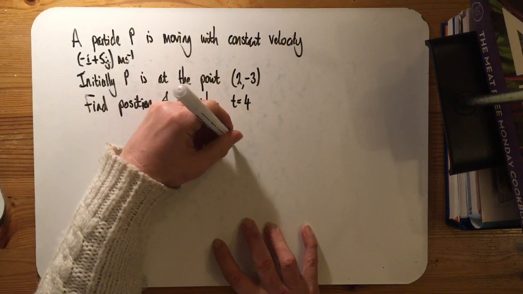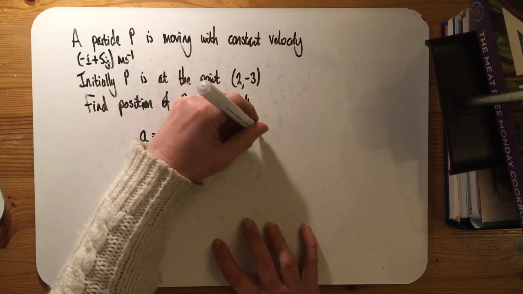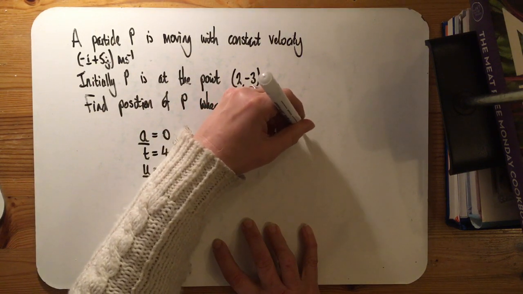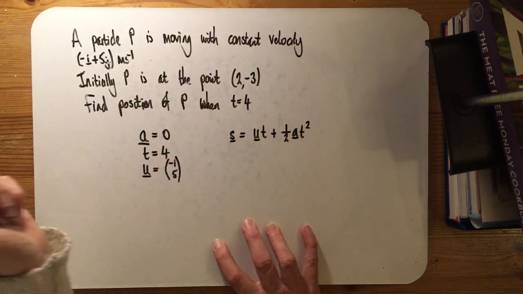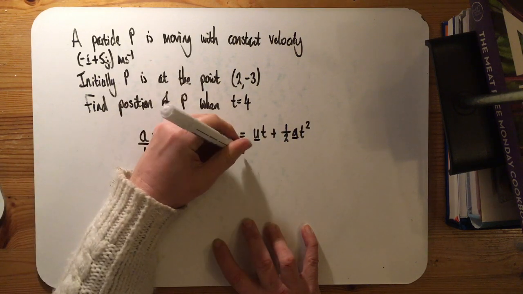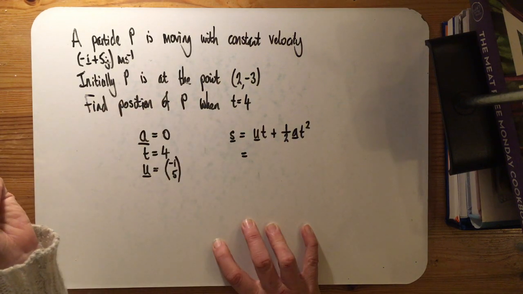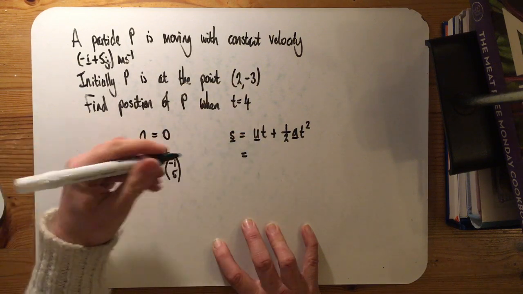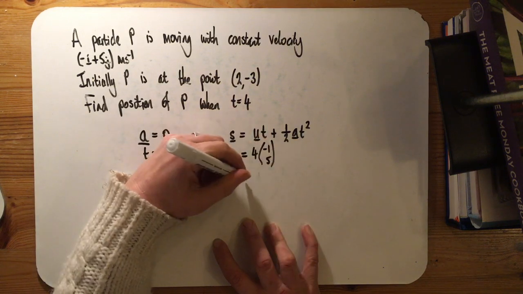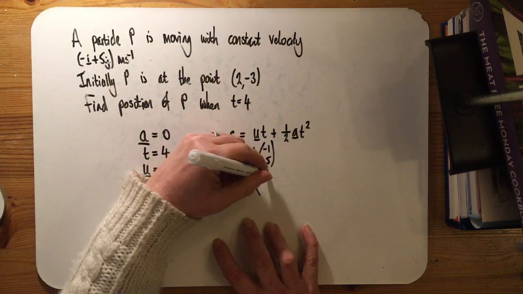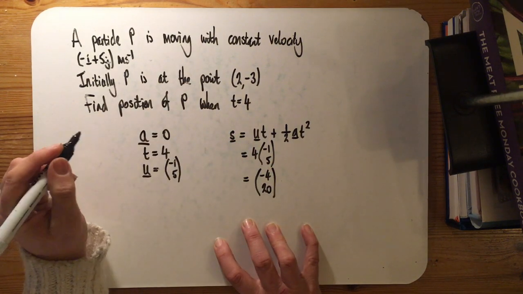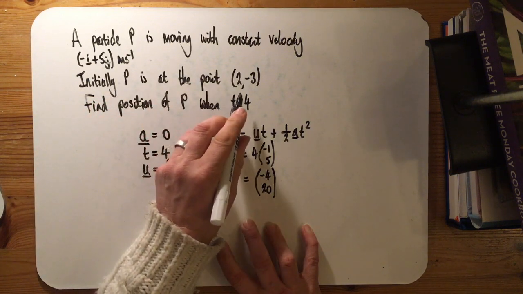So we're looking to work with the displacement. The displacement is equal to ut + ½at². So exactly the same formula for SUVAT. It's just there's some vectors in there as well. So displacement is equal to the velocity times time. So 4 lots of (-1, 5), which is equal to (-4, 20).